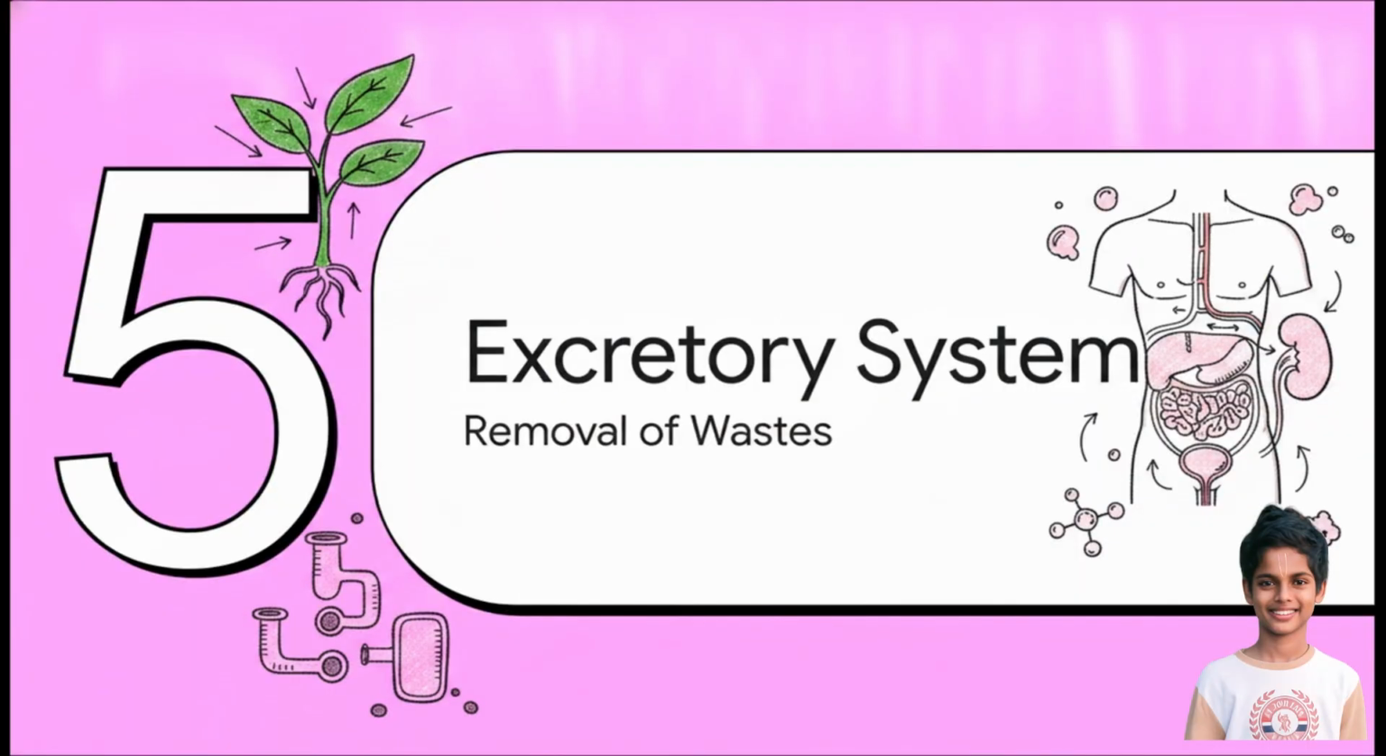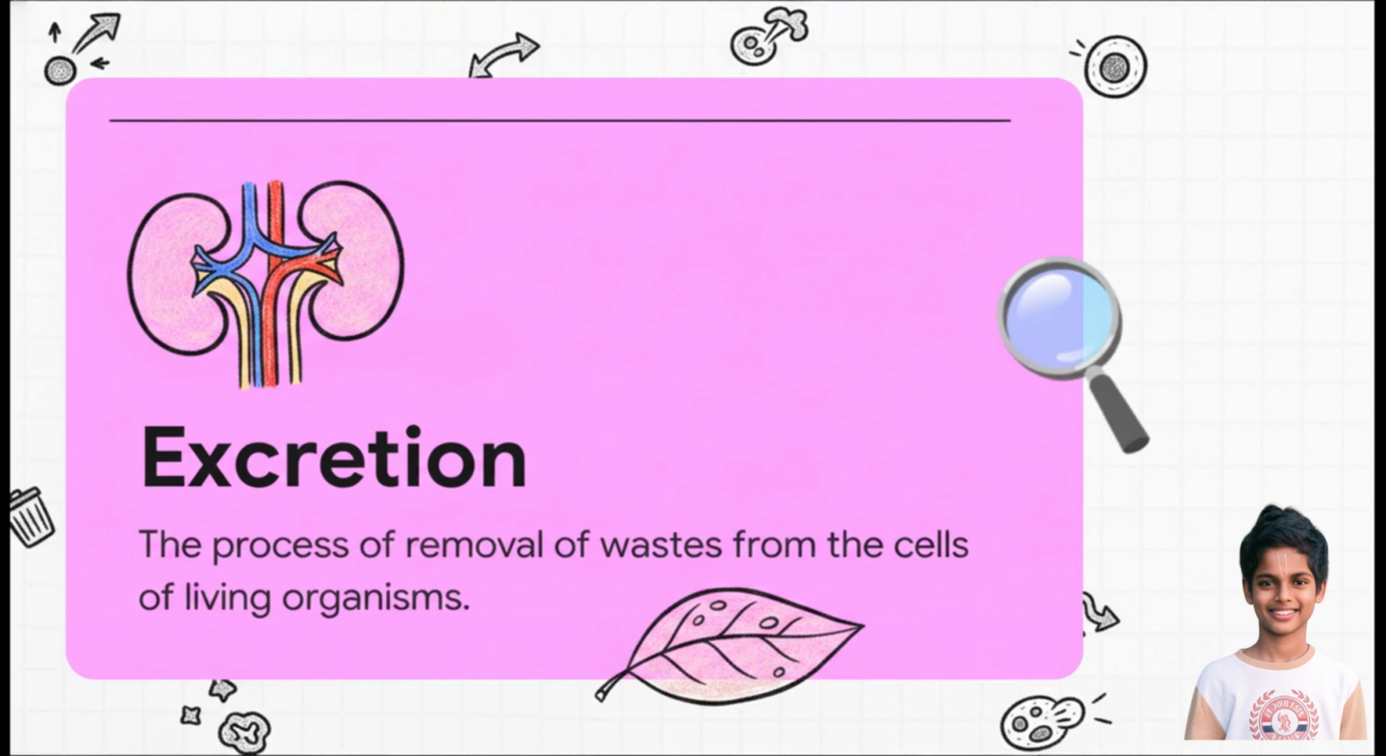Section 5. The excretory system. Just like how a plant has to manage its transport and water loss, living bodies are basically bustling factories. We've got chemical reactions happening every single second, and naturally, that generates waste products. We have to clear that out. So here is the exact textbook definition you need to lock in. Excretion is the process of removal of wastes from the cells of living organisms.